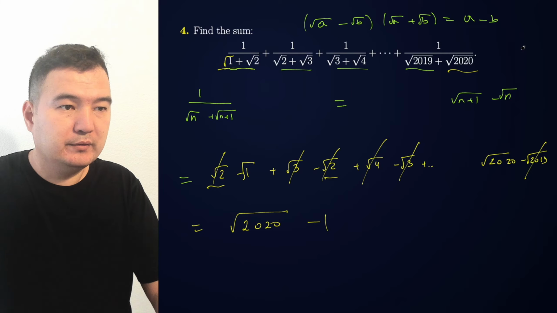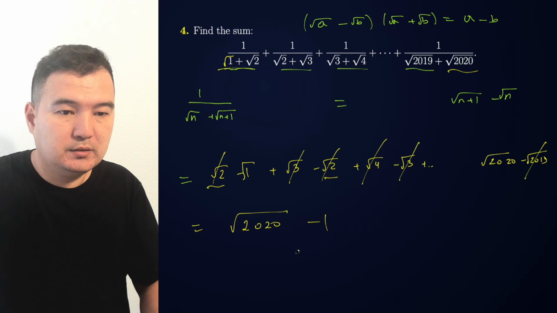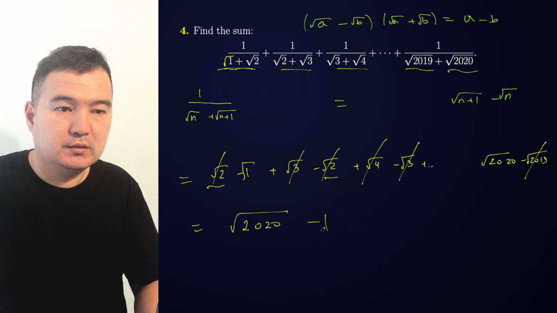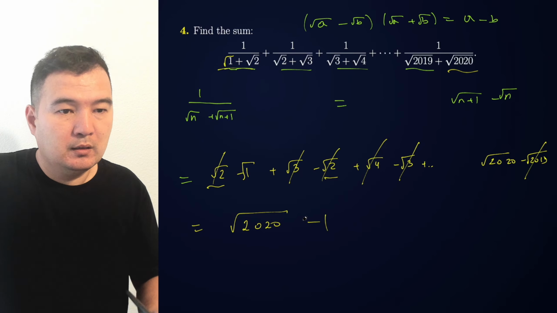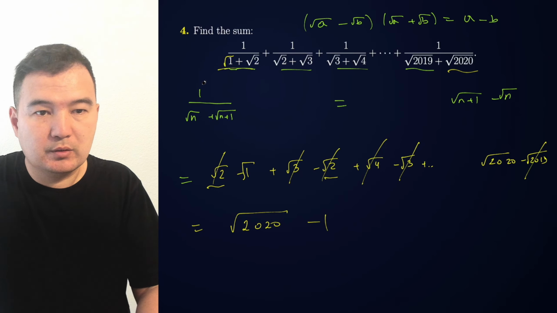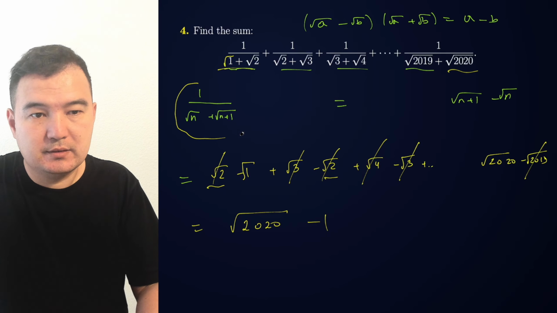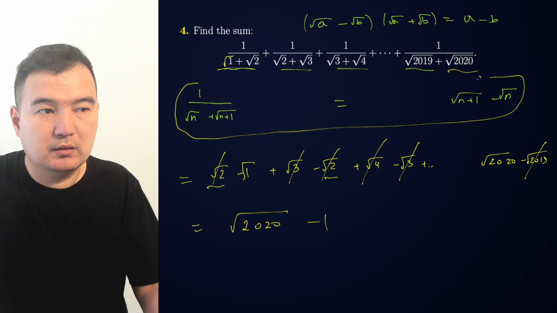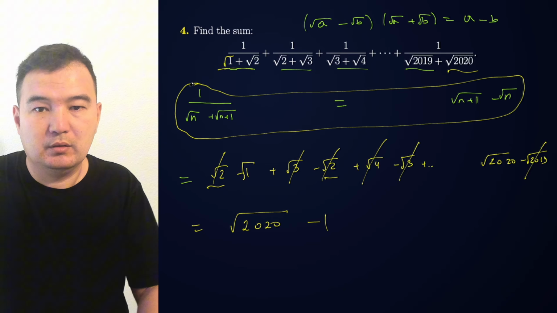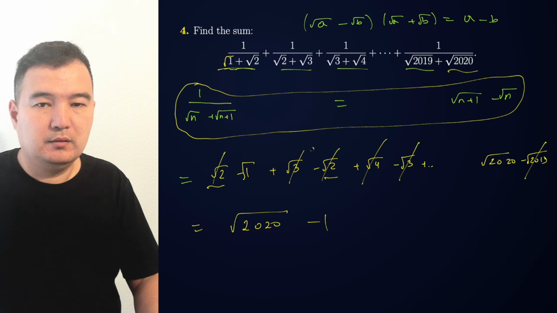So this whole entire sum is equal to square root of 2020 minus 1. And the entire operation is based on rationalizing the denominator using this conjugate property of square roots.